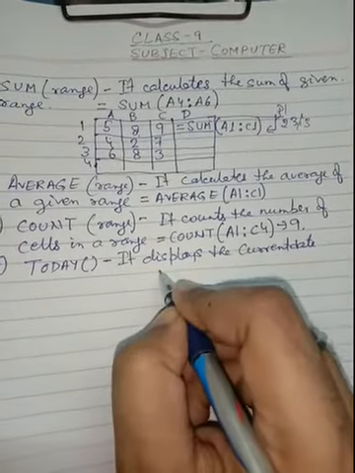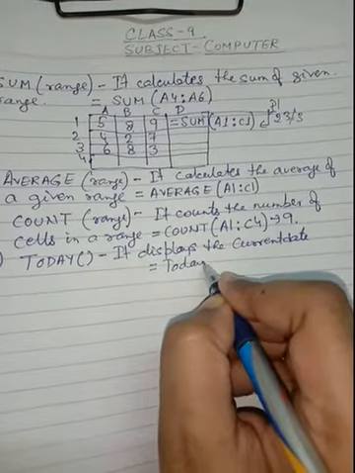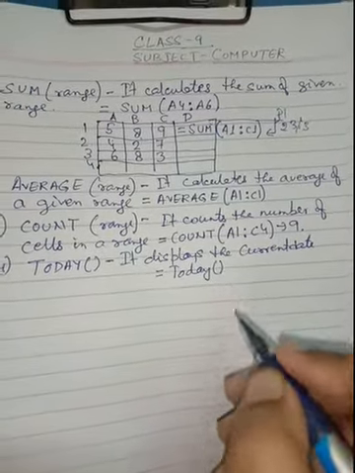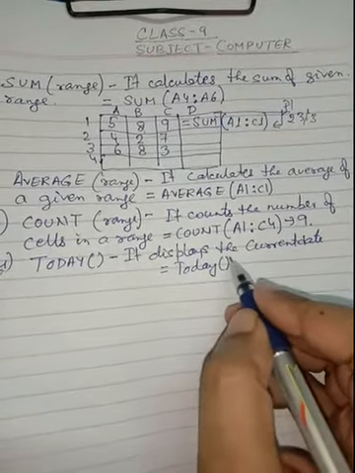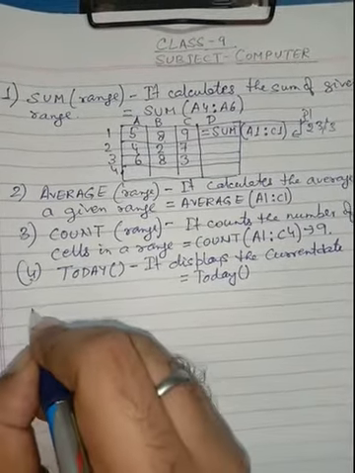Now how to write it? Begin it with the equal sign, then write TODAY and the small brackets, open and close. So the current date will be available in your cell.